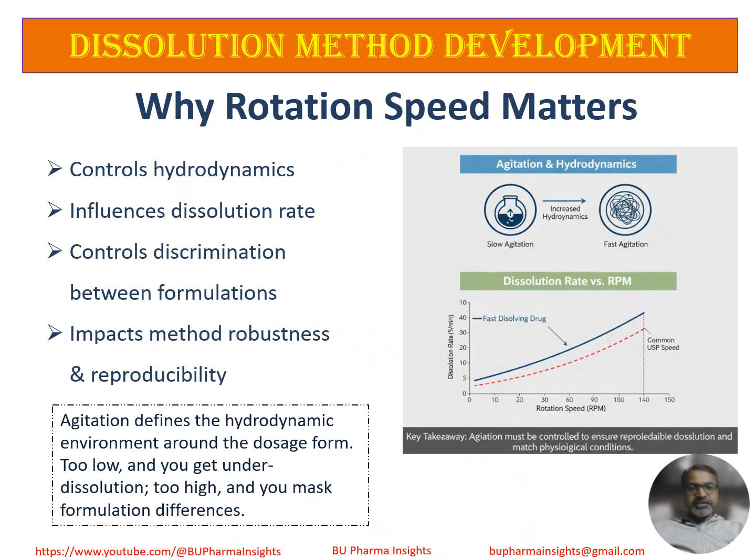In dissolution testing, hydrodynamics means the shear stress and flow pattern around the dosage form. Rotation speed directly controls boundary layer thickness and therefore dissolution rate. Agitation defines the hydrodynamic environment the dosage form experiences. If the speed is too low, you risk under dissolution, and if the speed is too high, you may mask real formulation differences. That's why choosing the right agitation speed is critical.